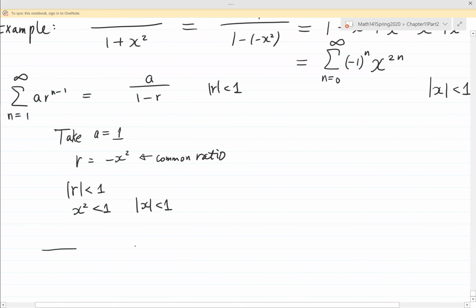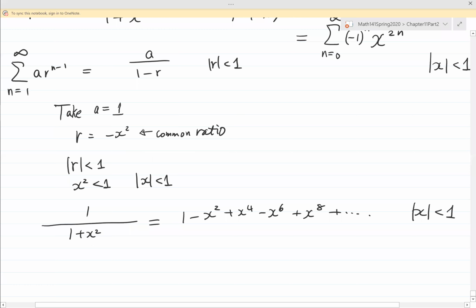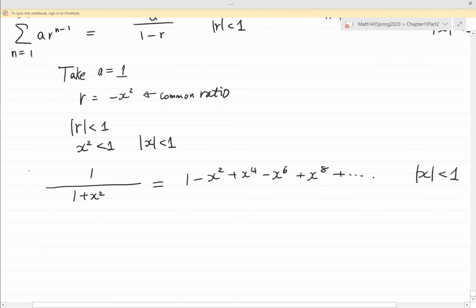So we get 1 over 1 plus x squared, which is 1 minus x squared plus x to the power 4 minus x to the power 6, et cetera. Here the absolute value of x is bounded by 1. Now, we do some algebraic thing. For instance, we integrate both sides with respect to x.